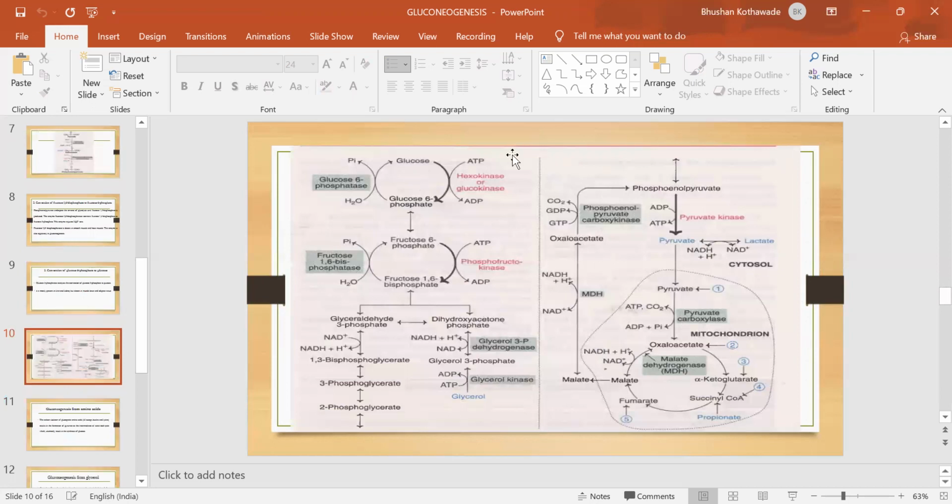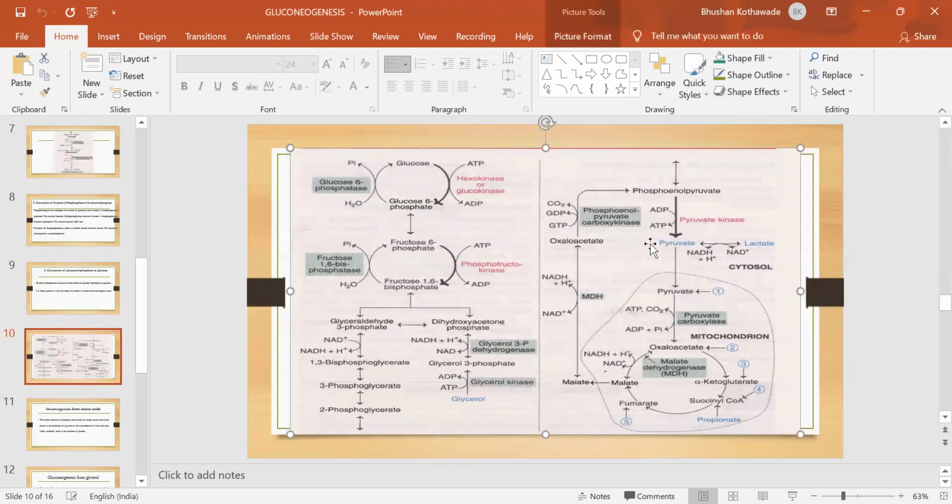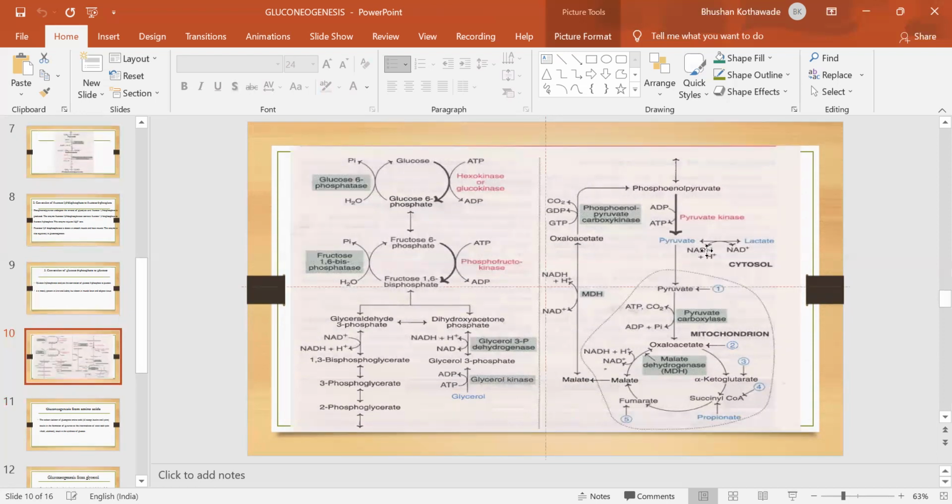If we look at the steps of gluconeogenesis one by one in this figure, the first step is the conversion of pyruvate to phosphoenolpyruvate. This is an irreversible step in glycolysis, because the pyruvate kinase enzyme has to be replaced here. We can't convert pyruvate directly to phosphoenolpyruvate, so we use 2 different enzymes: pyruvate carboxylase and phosphoenolpyruvate carboxykinase.